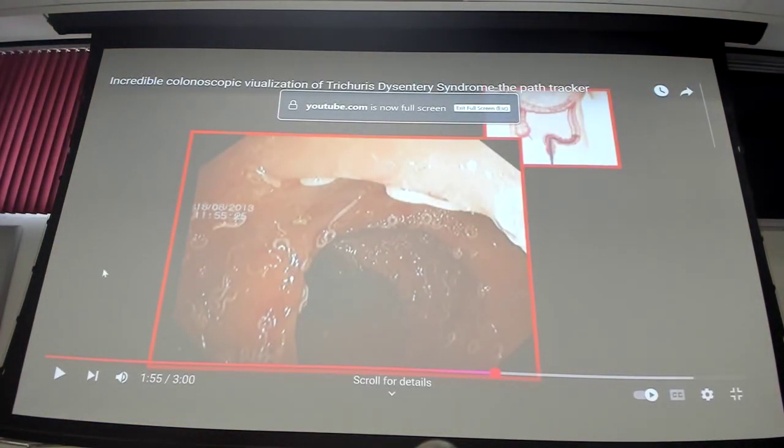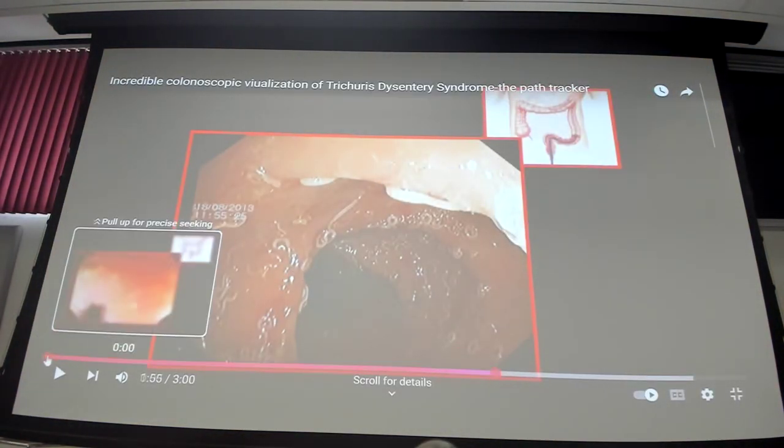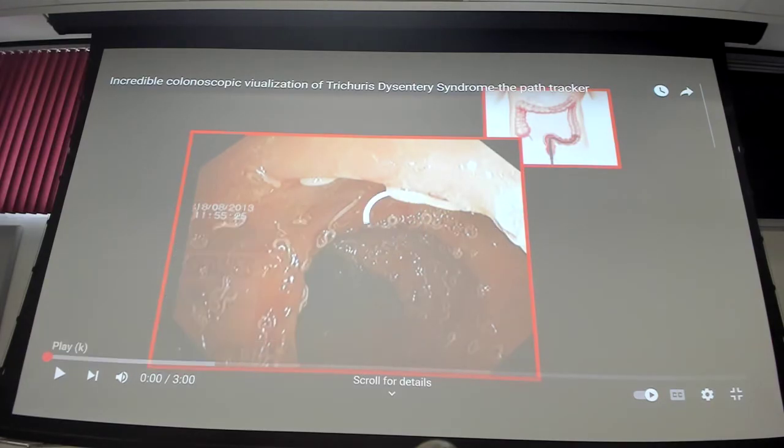Whipworm infections. Also, before I press start on this, what's cool about this case is noticing right here there's like a tracker on where the probe is going through the colon, so you can track where the scope is as we move through this tour of the lower intestines, large intestines.